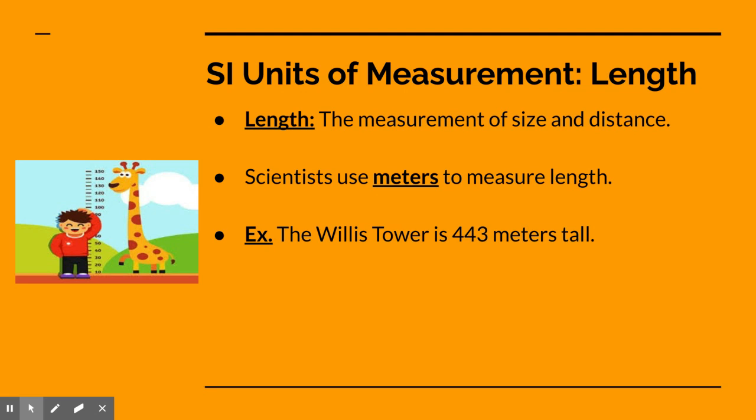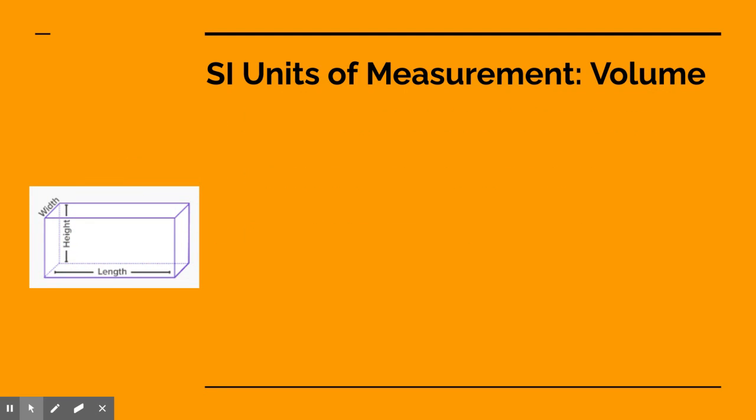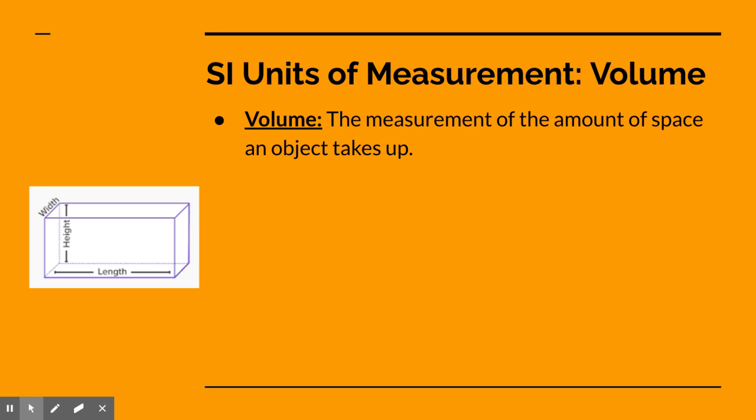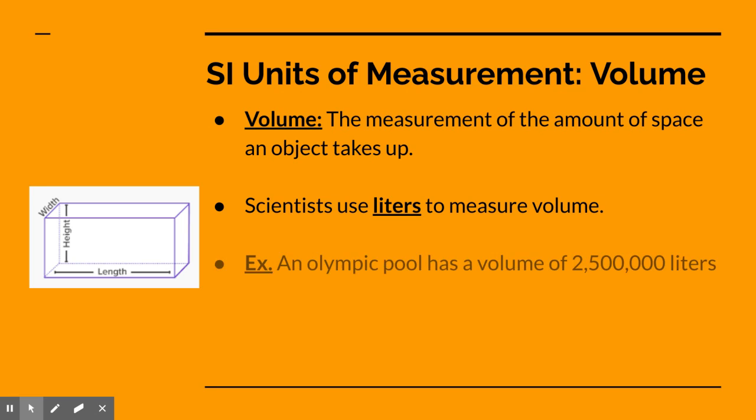So we've got mass, we've got length, and then we've got volume. Volume is the amount of space an object takes up. How much matter is found within this particular space? Scientists use liters to measure volume. As an example, an Olympic pool has a volume of 2.5 million liters. That's a whole lot of gallons of water, man. That's a whole lot of little bottles of water.